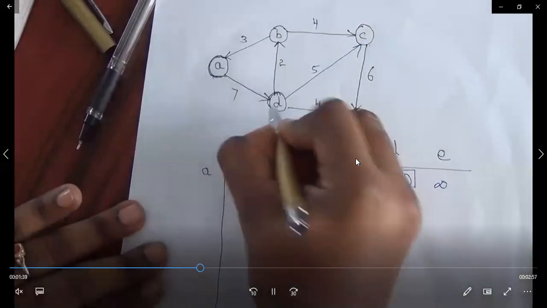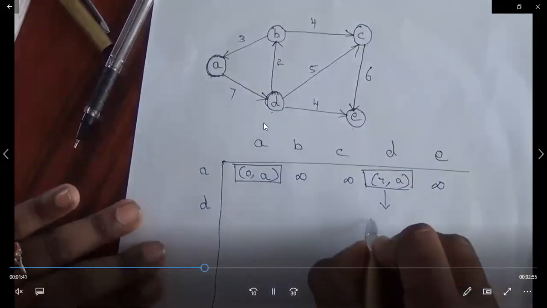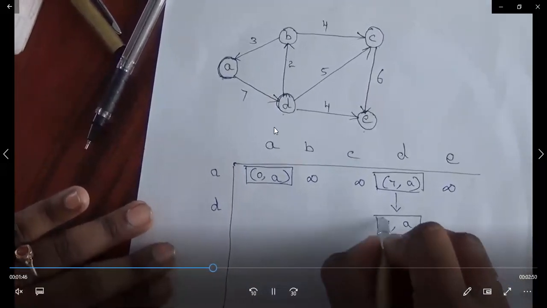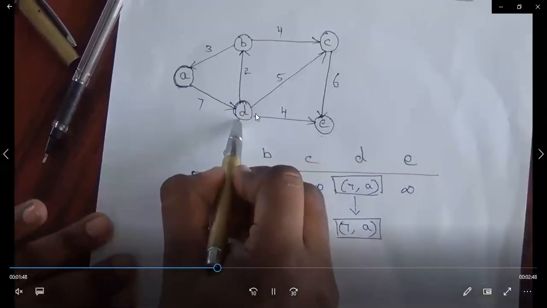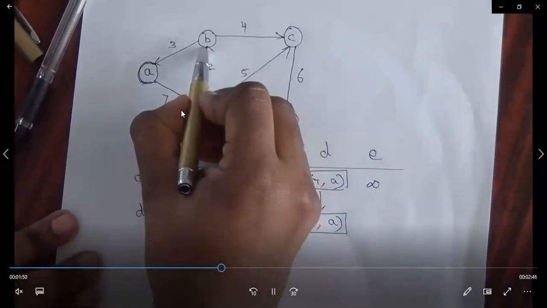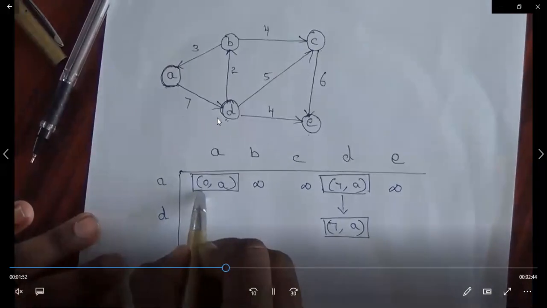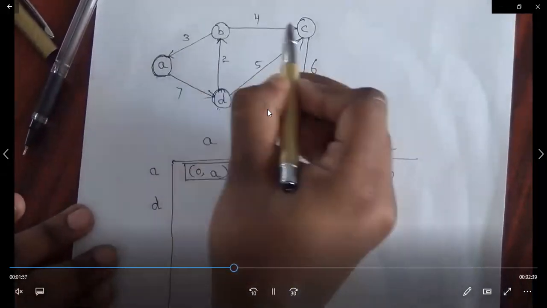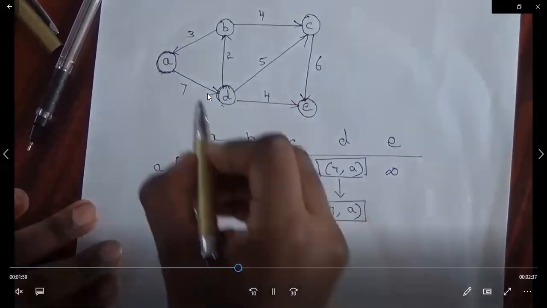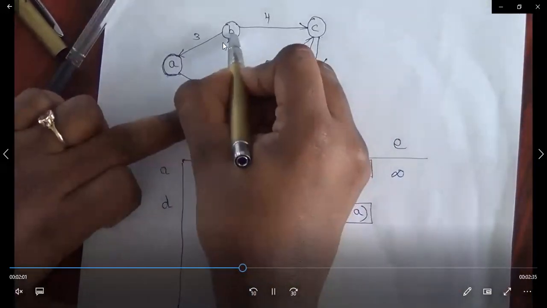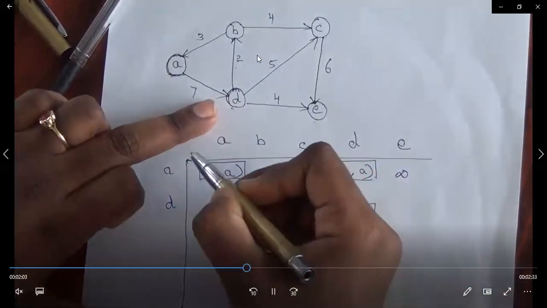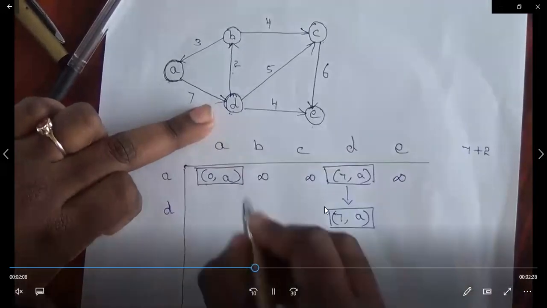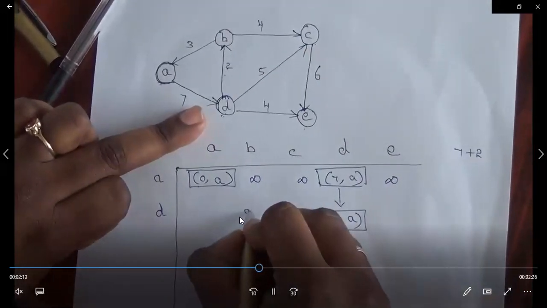Now you take D. From D it is adjacent to B, but you are not going directly from A to B. You will be seeing D acts as the intermediate vertex for B. So the value is 2. Already A to D is 7, so 7 plus 2 is equal to 9.